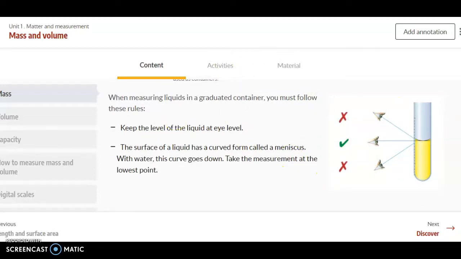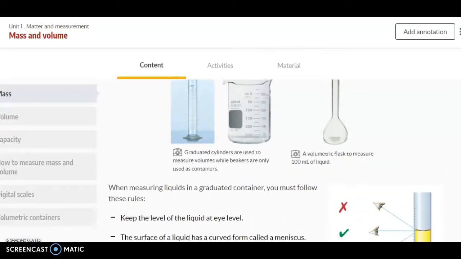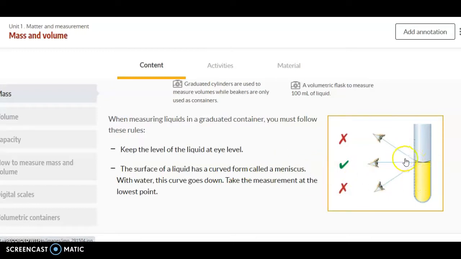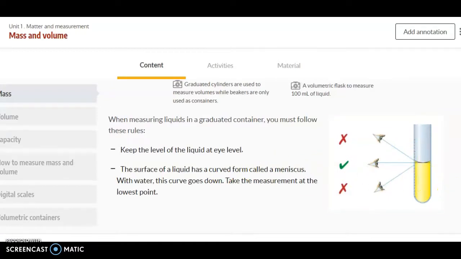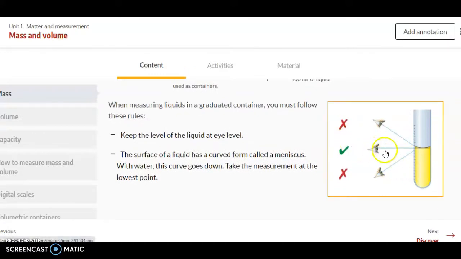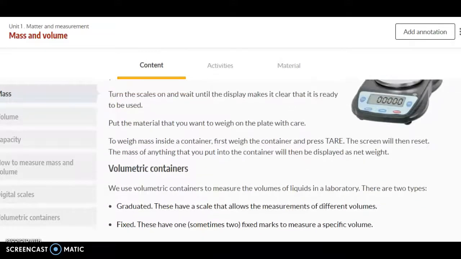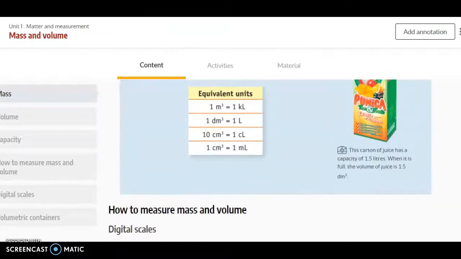The meniscus is just the level of the liquid inside a graduated cylinder, and you can also see that on test tubes. This is only a deformation because of tension in the surface of the liquid. The correct way to look at the meniscus is horizontally, at the lowest part of the curve of the liquid. But that's not going to be in the test. These volumetric containers or digital scales are not going to be on the test.